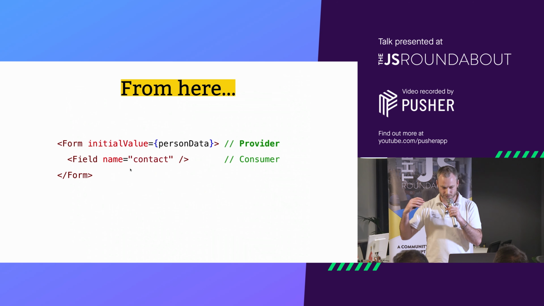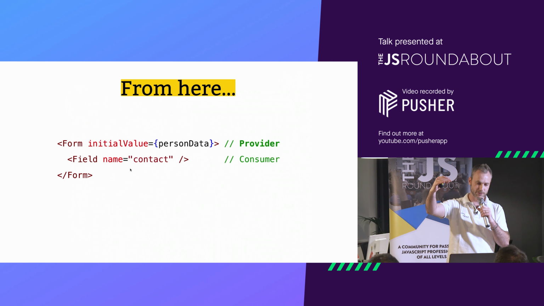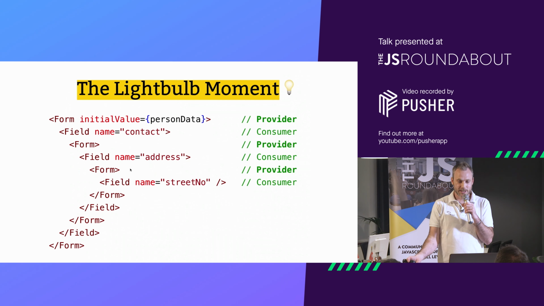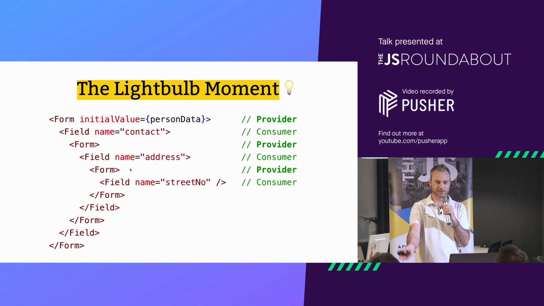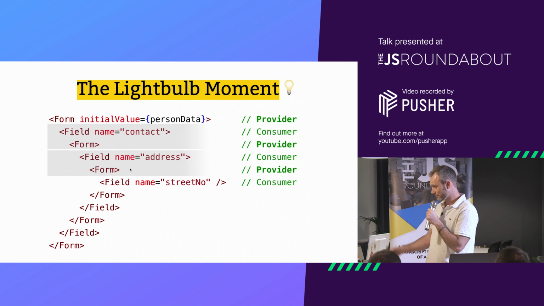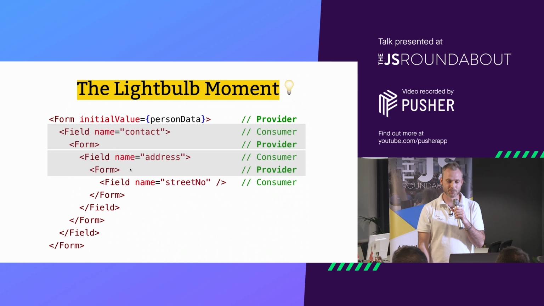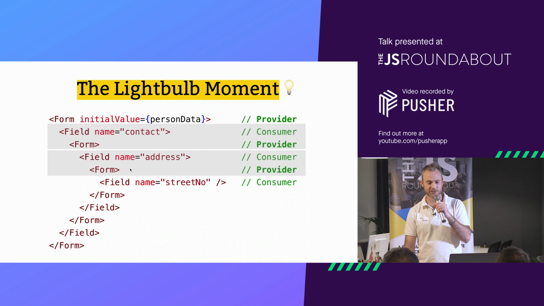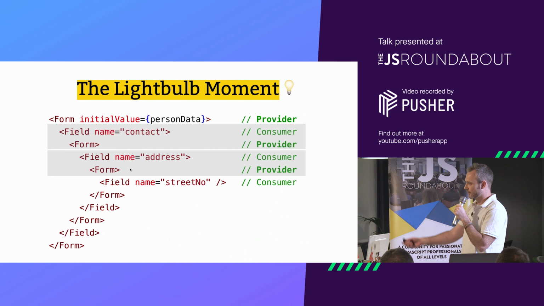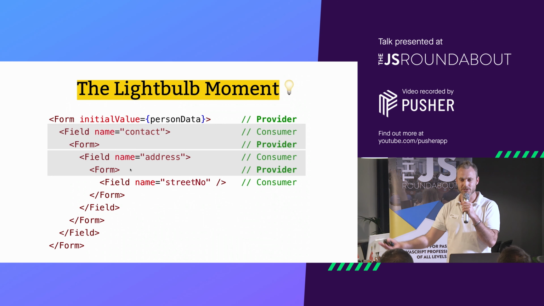I went from here, where I had a form provider and a field consumer, and I asked, what would happen if I said I've got this contact field, and there's a form inside the contact, and the contact field is a form in and of itself. And inside that, we've got an address form. And on that, we've got the address fields. To me, that seemed pretty reasonable. I wondered what happens if I nest a consumer inside a provider, inside a consumer, inside a provider of the same type.